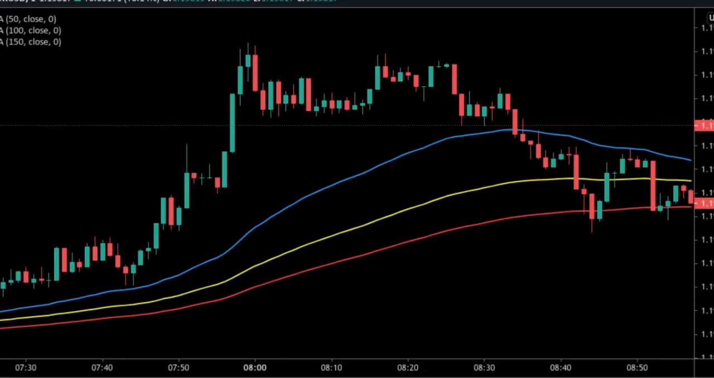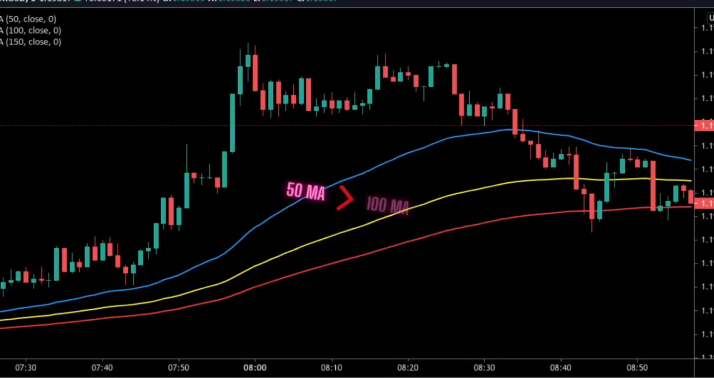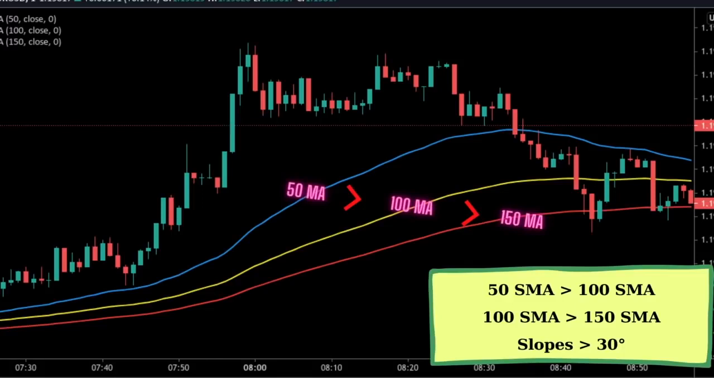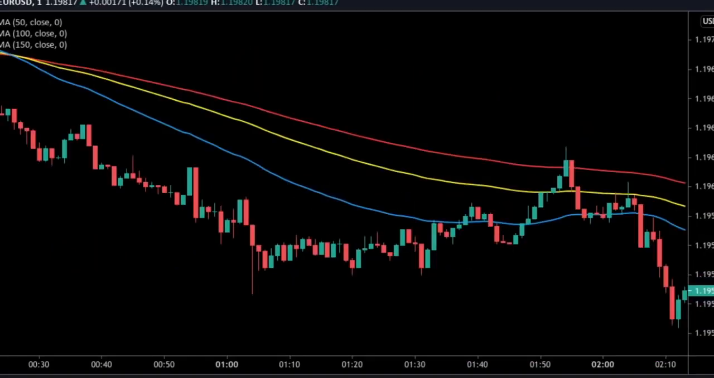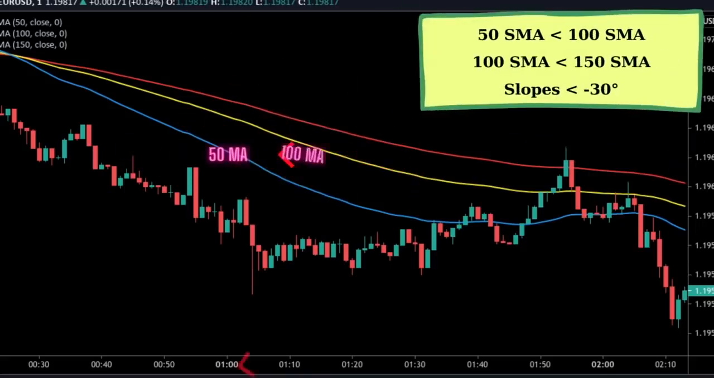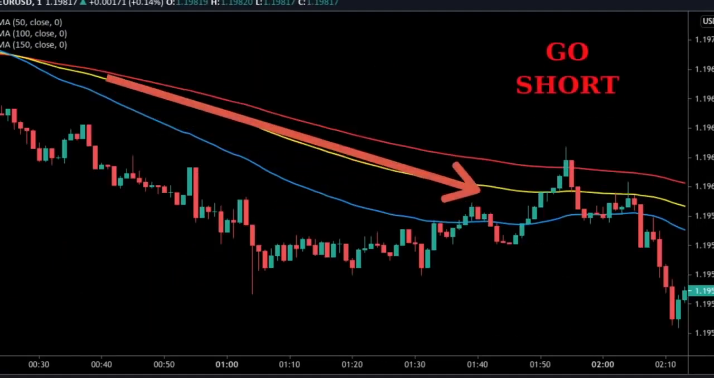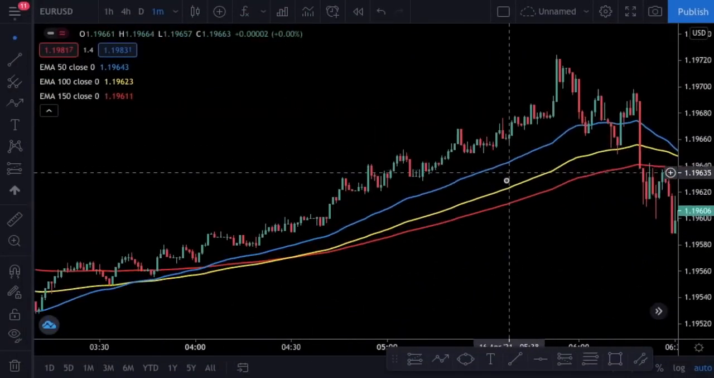As I told you, EMA shows us the trend. The 50-period EMA shows us the short-term trend, while the 100 and the 150-period EMAs show us the long-term trend. If all of the moving averages have a positive slope, it means that we have a bullish trend. And in a strong bullish trend, slopes of all of the moving averages are higher than 30 degrees. Similarly, in a bearish trend, all of the moving averages are moving downwards. In order to become a profitable trader, we should trade in the same direction as the trend. So we will only open long positions if there is a positive trend, and we will only look to go short if the trend is negative.